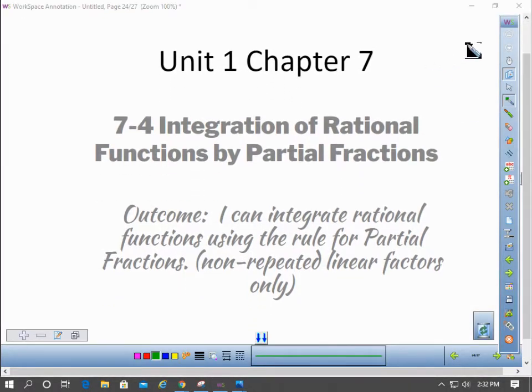All right, so we're in Unit 1, which is actually Chapter 7 in your textbook for BC. And we are going to be moving into 7.4. So we are not going to cover 7.2 and 7.3 because they're not tested on the AP exam. Okay, so integration of rational functions by partial fractions.